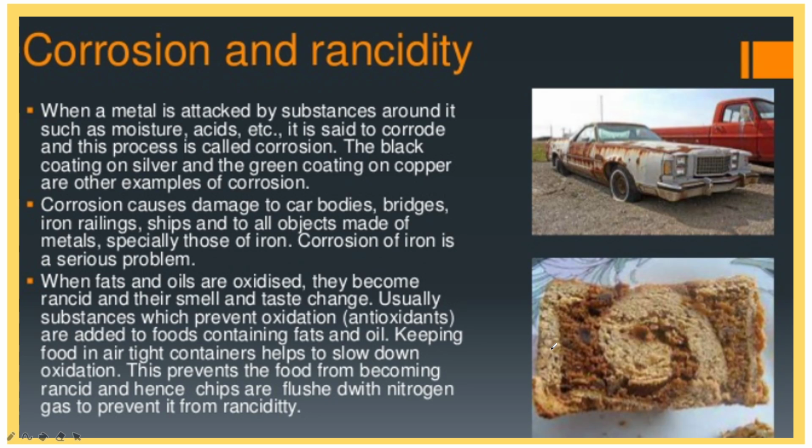When a metal is attacked by substances around it, such as moisture and acids present in the atmosphere, it gets damaged and forms a brownish layer, reddish brownish flaky layers. That is called corrosion. The black coating on silver and the green coating on copper which we find are all examples of corrosion. So what are the conditions necessary for the occurrence of corrosion?